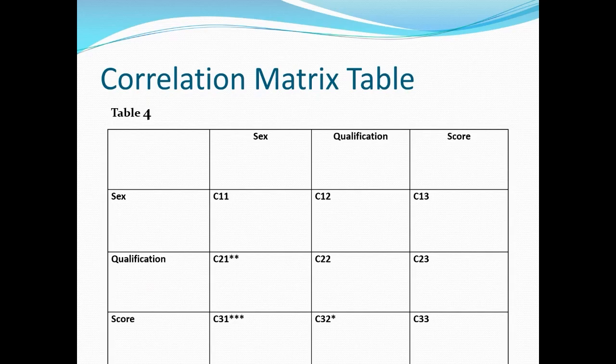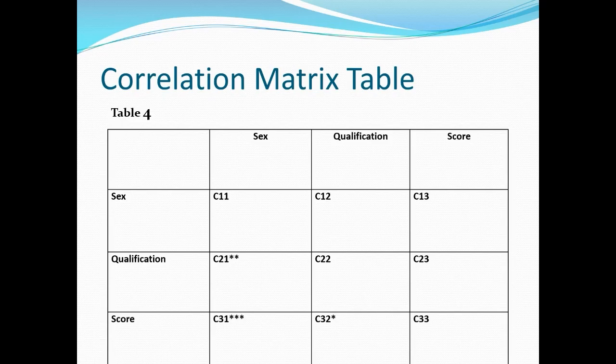C21 with two stars. And then if you look down again, you see score against sex, C31. If you go further, you see score against qualification, C32. Now, C21 has two stars, which means there is a 5% probability level that qualification and sex are related. It's significant. That coefficient is significant at 5%. That means there is a direct positive relationship between sex and qualification.